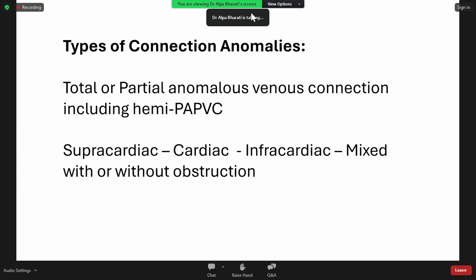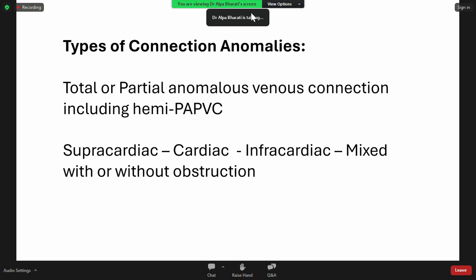Then the second thing that you describe is where they are terminating. Are they terminating above the heart? So it could be supracardiac, which is terminating in the SVC or the innominate vein. Or it could be cardiac, where they are draining directly into the RA or into the coronary sinus. Next is infracardiac, where they are draining into the IVC, hepatic vein, portal vein, and so on. And mixed variety, where they can have some veins draining supracardiac, some infracardiac, or any permutation combination. So these two things are there that you describe.